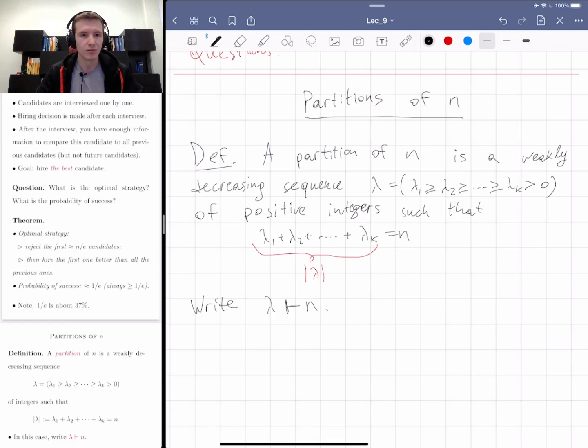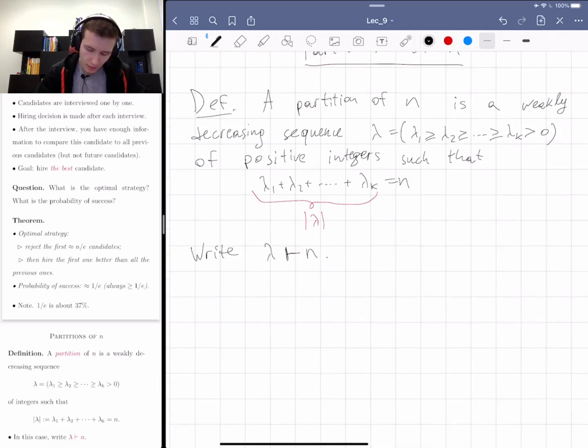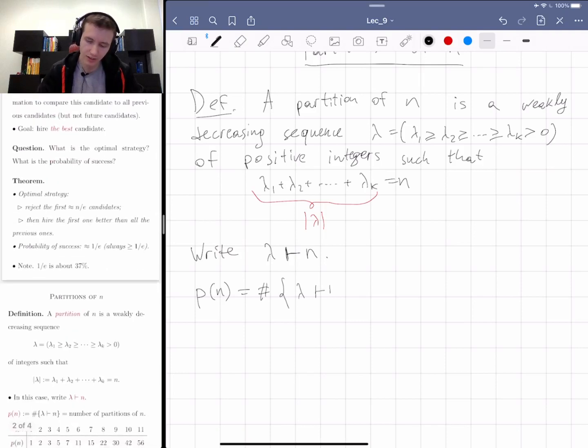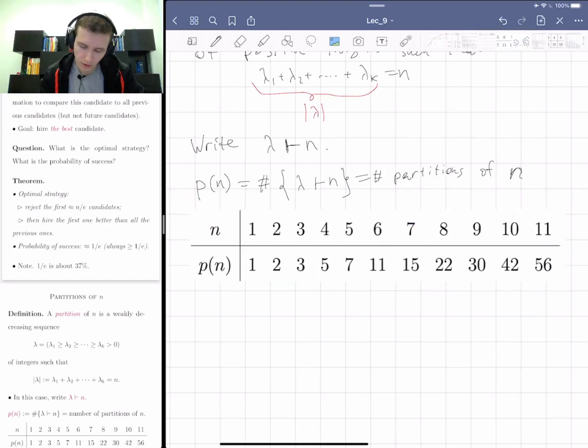So you can ask, what is the number of partitions of n? I'm going to denote it by p of n, the number of partitions of n. And here is, hopefully I have a table. Okay. Here's the table for the first several values.